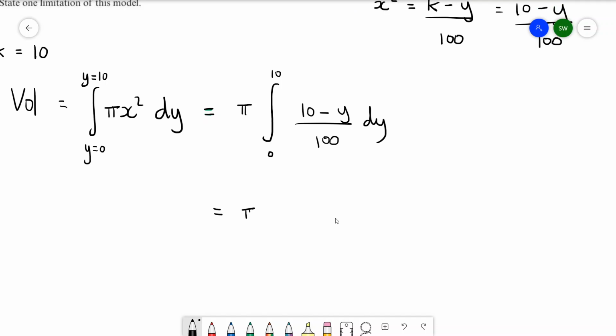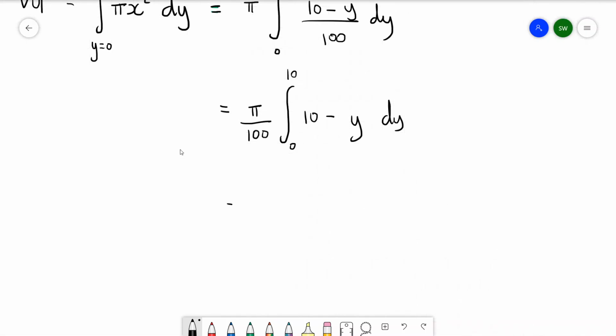So we need to try and integrate this. I'm going to take the 1 over 100 outside of the integral. So we've just got 10 minus y dy. And then we can integrate it. So we're going to have 10y. Remember, we're doing it with respect to y, which is why we've got everything in terms of y on the inside. So it's going to be half y squared if we integrate y with respect to y.